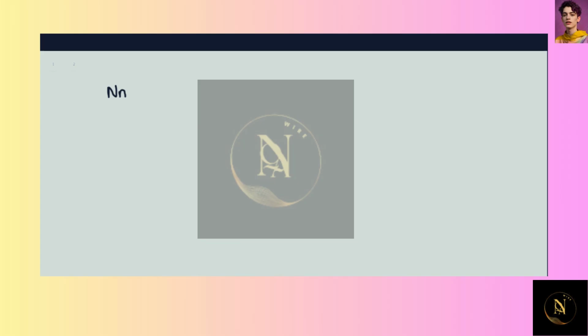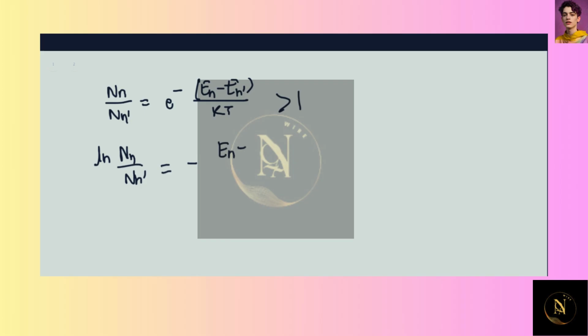So let's write the equation once again: e to the power minus En minus En prime over kT must be greater than 1. So let's take the natural log. So this exponential vanishes. So we have that thing over here must be greater than 0, which basically implies that En minus En prime over kT has to be less than 1.